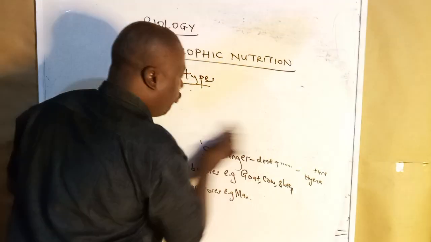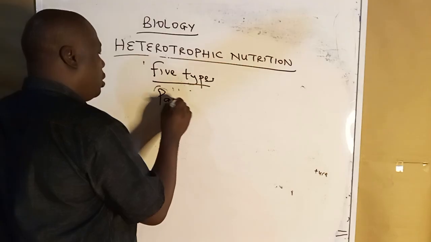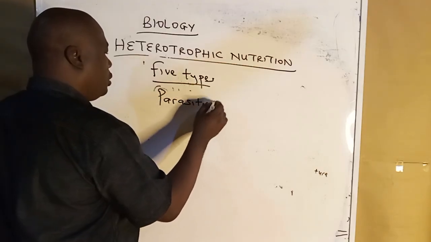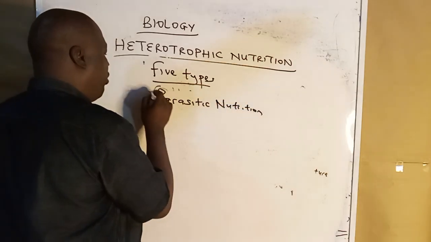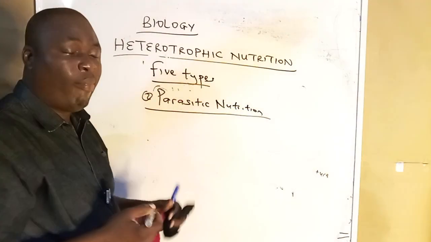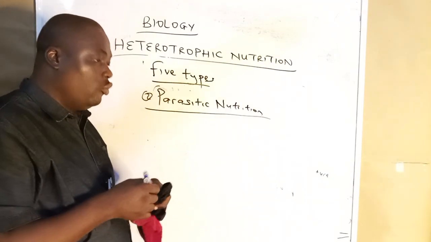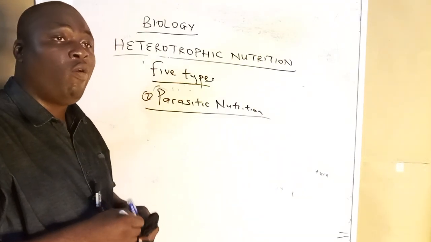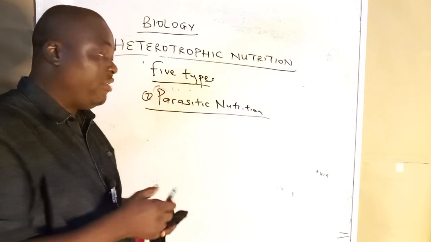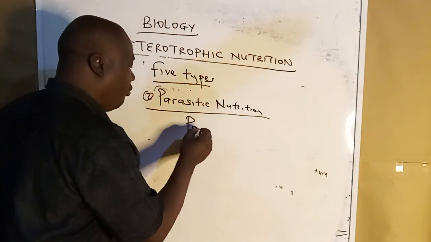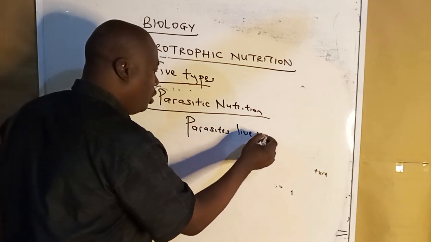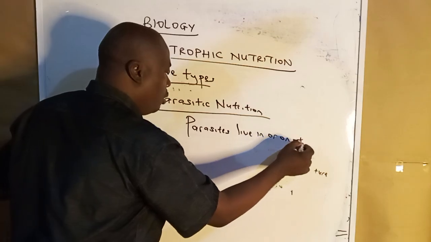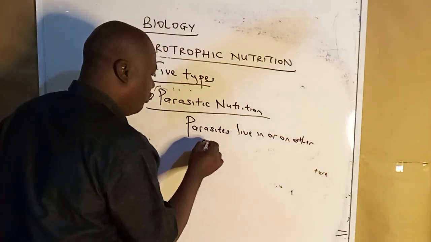So we move to the next one now. Talk about parasitic nutrition. You would have heard about the word parasite. It's common. So parasitic nutrition is a type of nutrition whereby organisms called parasites live in or on other organisms.